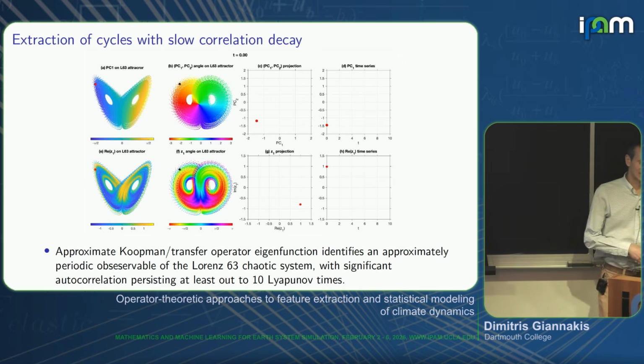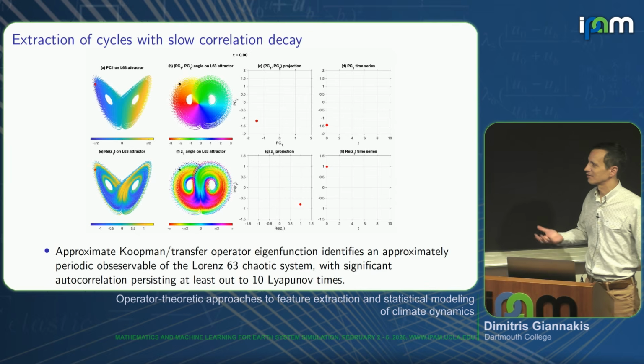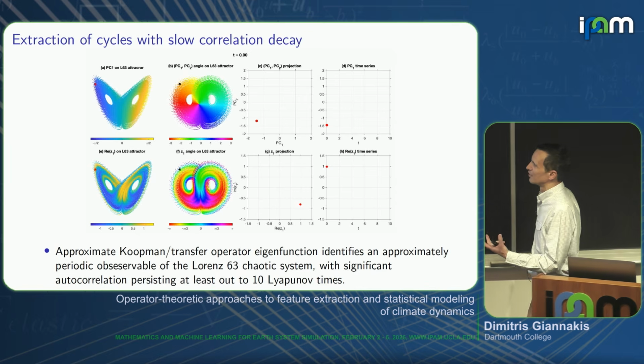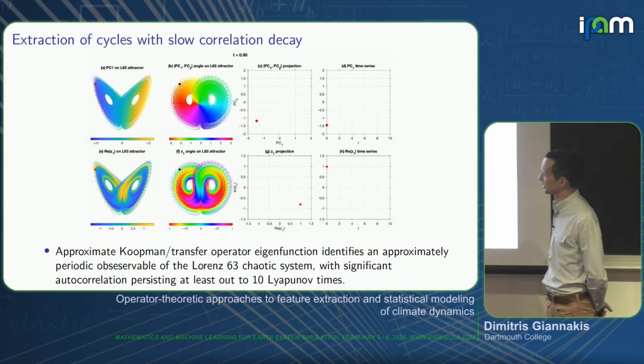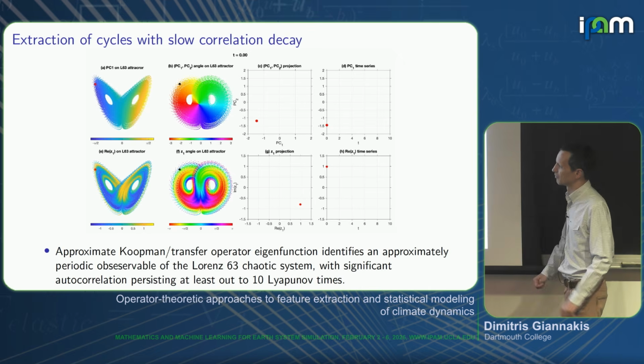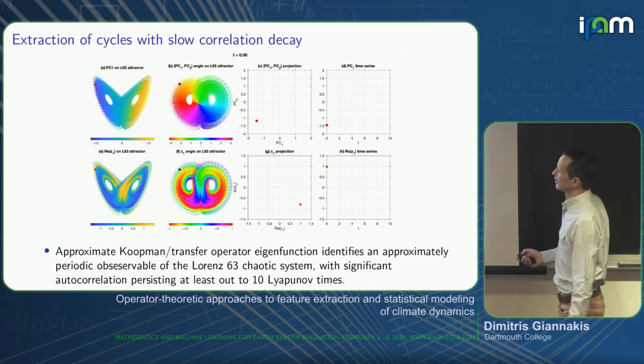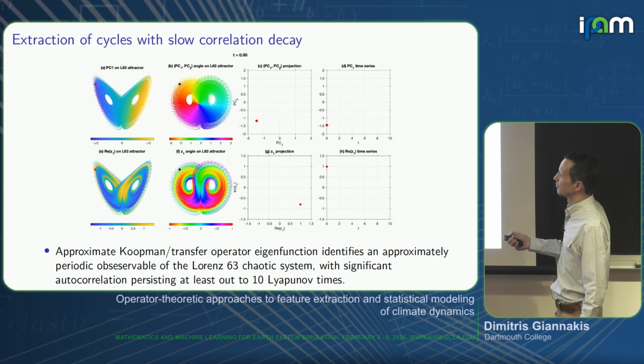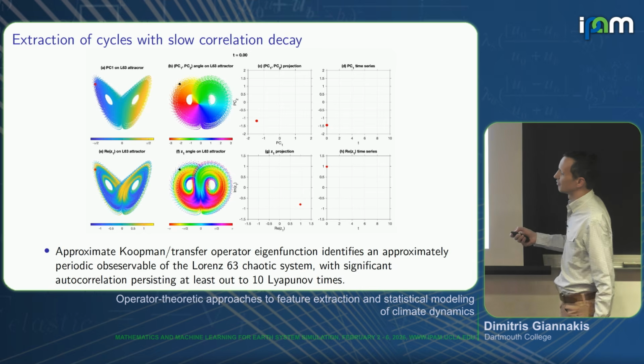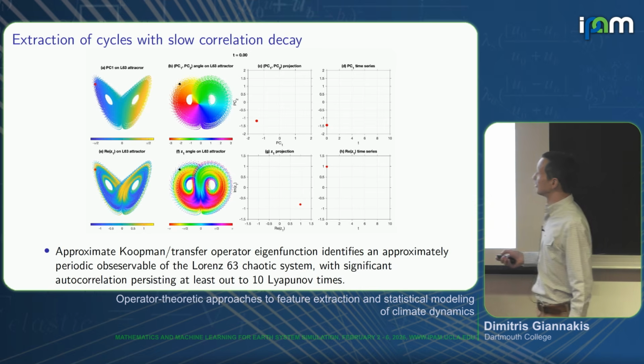Before I tell you more about how to actually compute this in more detail, let me show you here as an illustration the kind of things that you can do with these spectral decompositions of this operator. This is from a joint paper with Gary, where we took a data set that consists of trajectory data from the Lorenz 63 system.